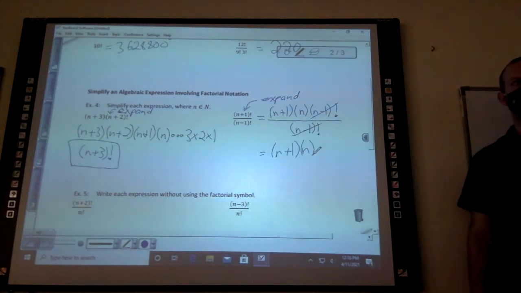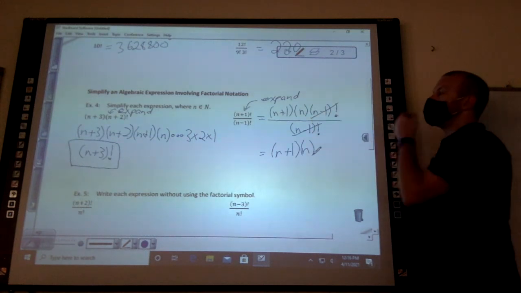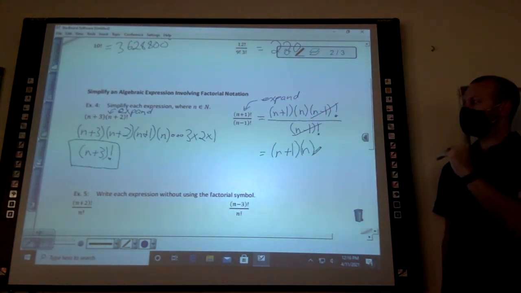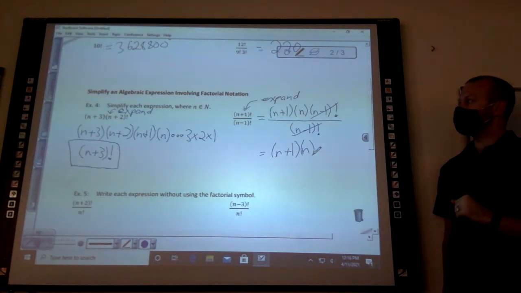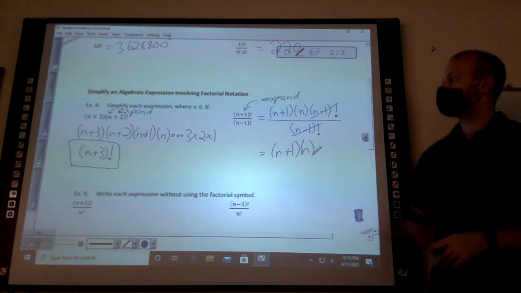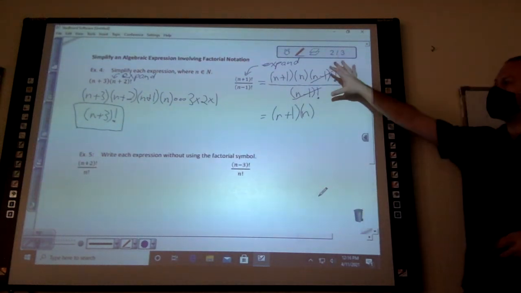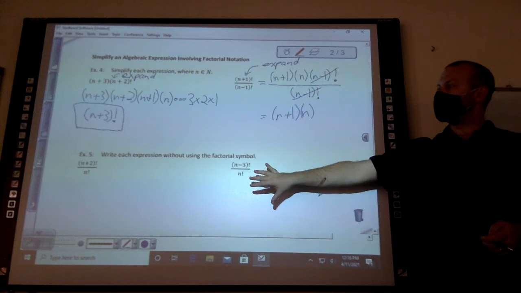Does that make sense? So this is a strategy that you're going to use. You're going to look at which one's bigger, top or the bottom, and then expand until you reach that bottom number. So let's try this strategy now with this question.